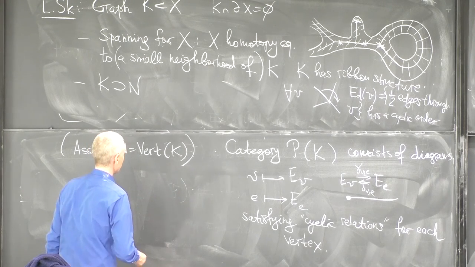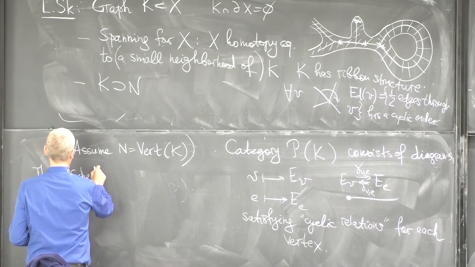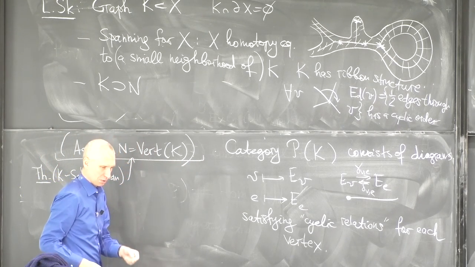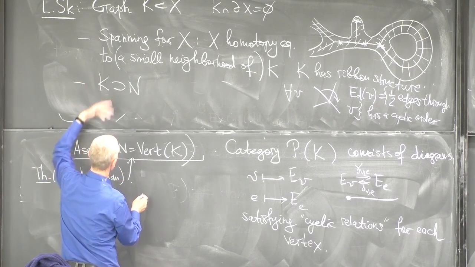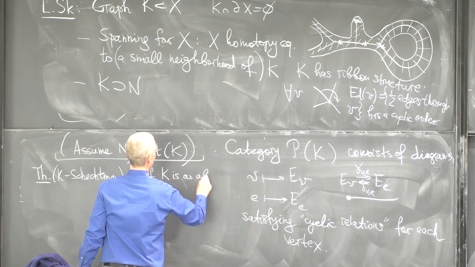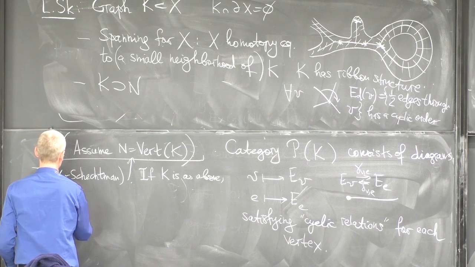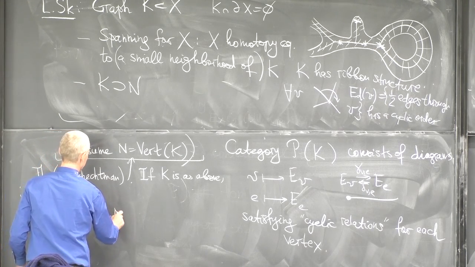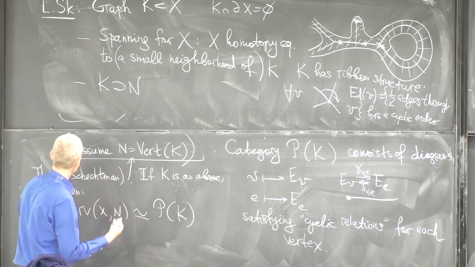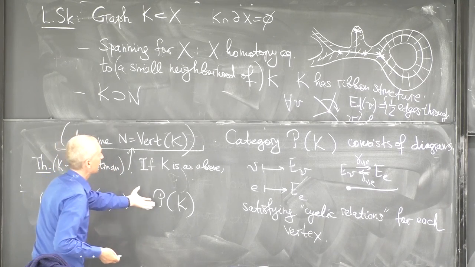Now, the statement I want to formulate is a theorem, again due to John Schachtman. So this would be the assumption for the theorem. If K is as above, a spanning graph containing N, then first of all, the category Perv X, N is equivalent to the category P of K. So the non-abelian collapse describes perverse sheaves in terms of the graph, and this depends only on K.